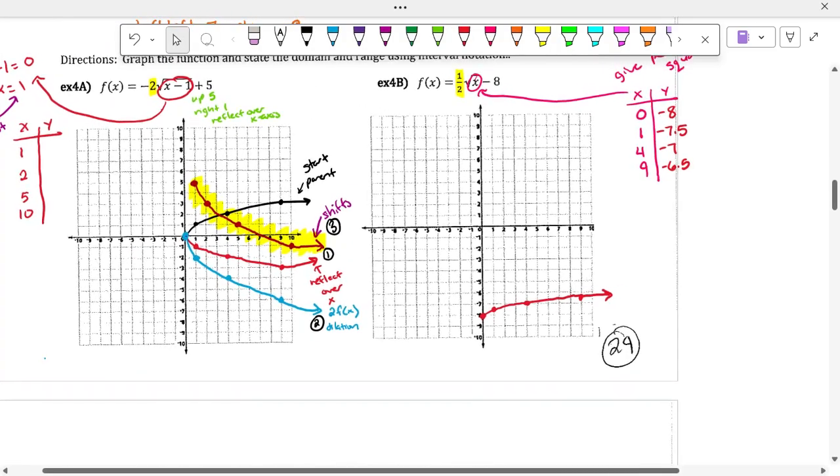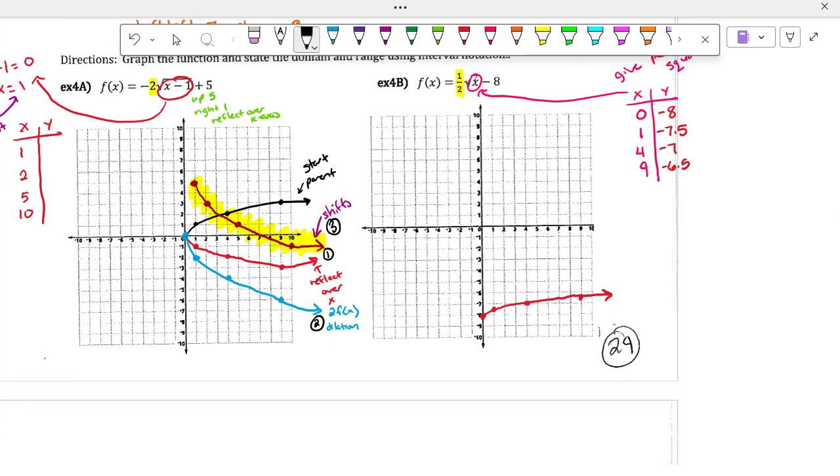Now, one thing I did not mention for either of these. All right. Domain and range. What is my domain for the graph that I highlighted in yellow on the left? So what's my lowest x value? So look left to right. What's my lowest most x value? 1. And where does it go to? Infinity.